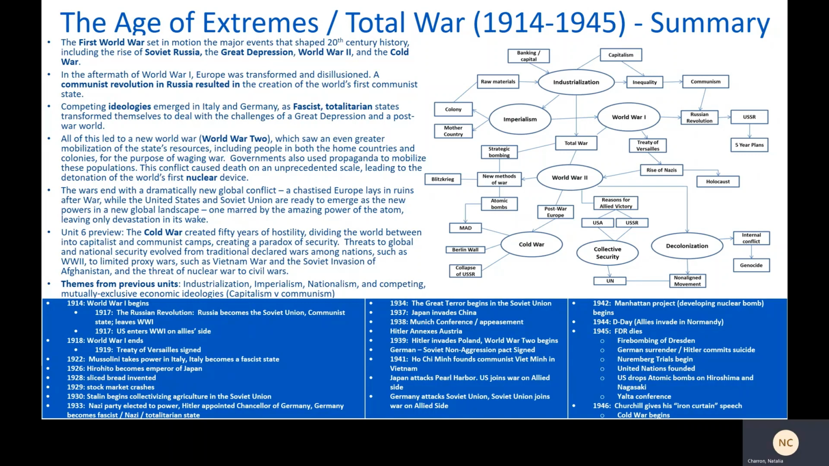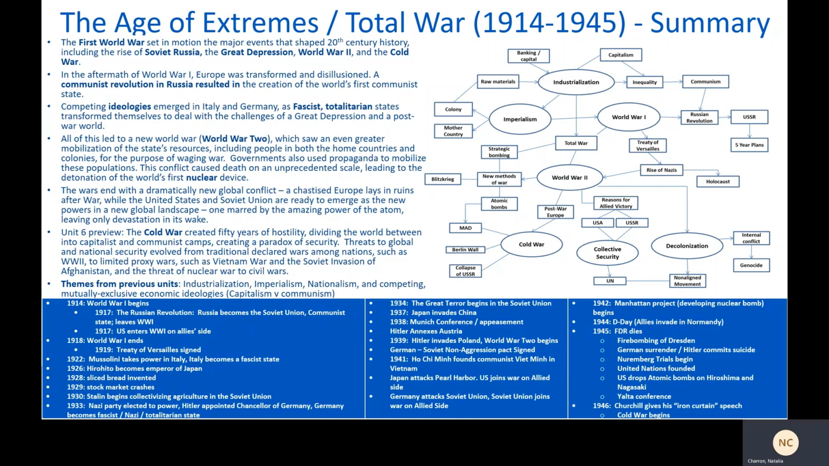All of this led to a new world war, World War II, which saw an even greater mobilization of the state's resources, including people, in both the home countries and the colonies for the purposes of waging war. Governments also used propaganda to mobilize these populations. This conflict caused death on an unprecedented scale, leading to the detonation of the world's first nuclear device on a civilian target by the United States.